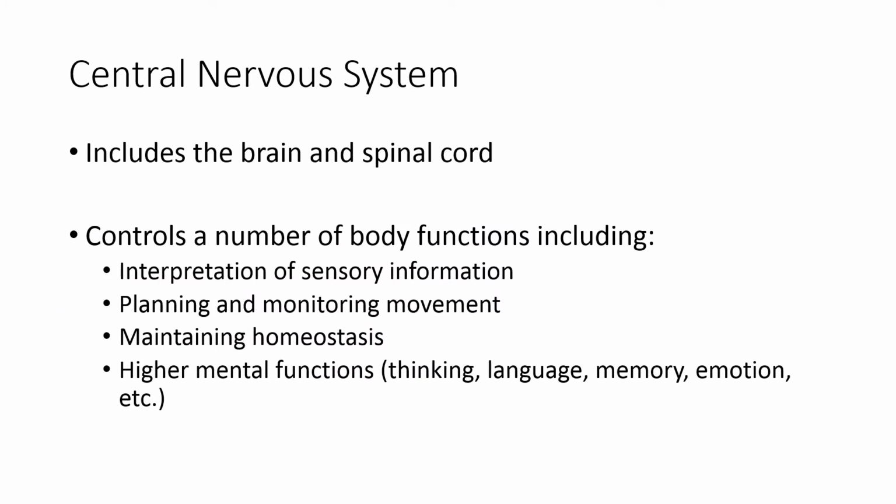The central nervous system is composed of two organs, the brain and the spinal cord. Tissues associated with these organs include nervous tissue, epithelial tissue, and specific types of connective tissue. The main function of the central nervous system, again, is to control a number of body functions. Again, this involves interpretation of sensory information, planning and monitoring movement, maintaining homeostasis, and a whole host of higher mental functions.